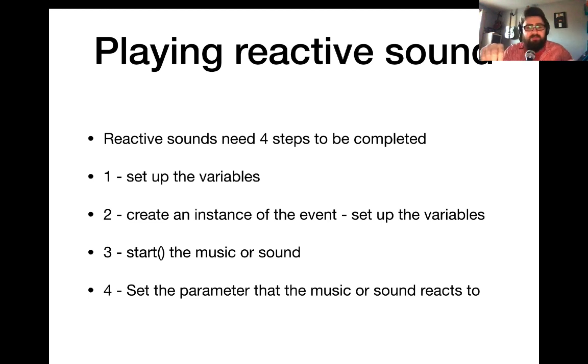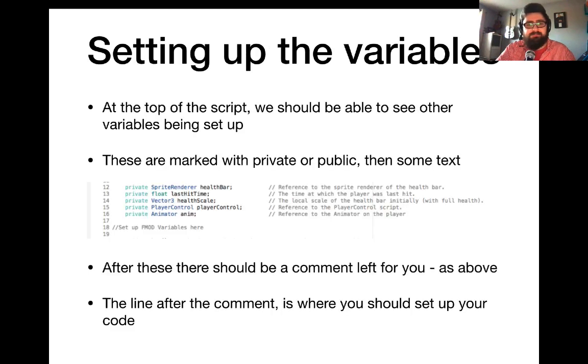So number 1, we have to set up a variable. Number 2, we create an instance of the event. So we attach an event, something that we've created in FMOD, to our variable. Number 3, we start the music or we start our sound. And number 4, we set the parameter that the music or sound reacts to.